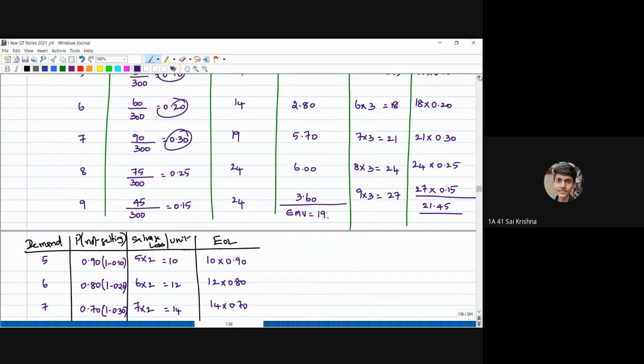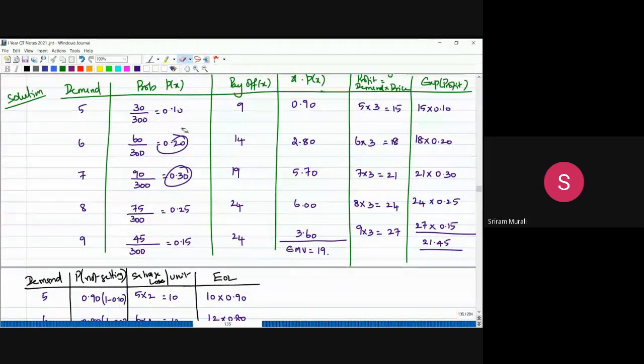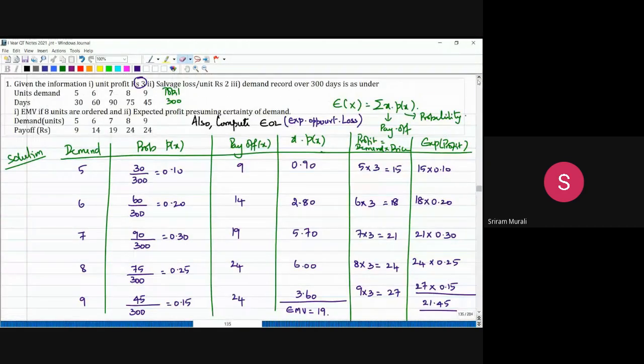Sir, there you have multiplied by 2, right? Can you explain that? Why is it being multiplied by 2? Because of this given. What does the question say? Salvage loss per unit.